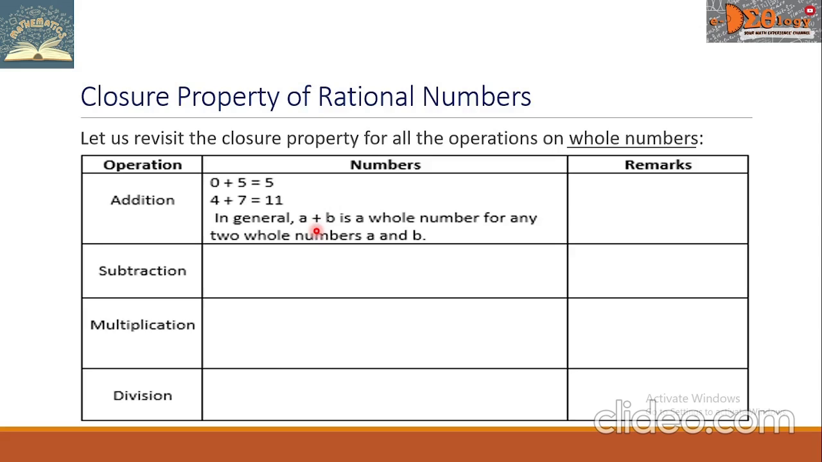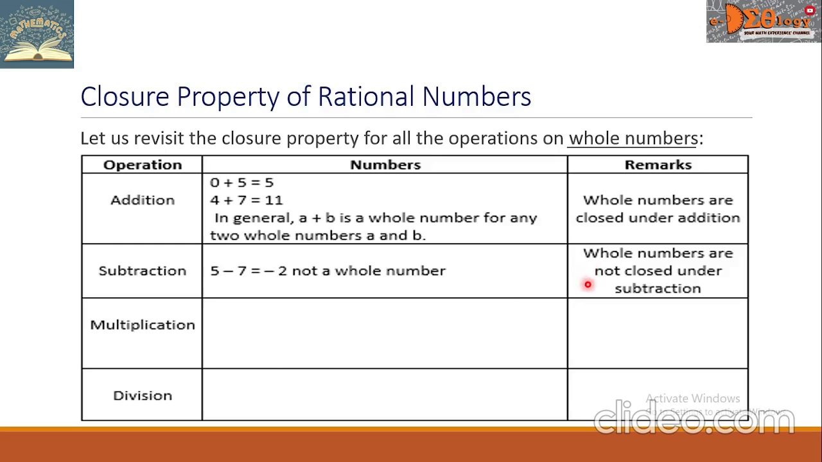In general, a plus b is a whole number for any two whole numbers a and b. So we conclude that whole numbers are closed under addition. Let's go to subtraction. We have here one counterexample. 5 minus 7. 5 and 7 are whole numbers, and the answer is negative 2. But negative 2 is not a whole number. So we conclude that whole numbers are not closed under subtraction.